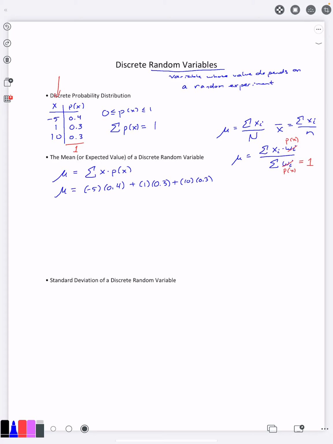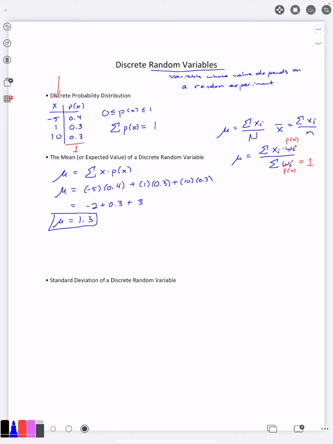Then we say negative 5 times 0.4 is going to be negative 2. 1 times 0.3 is 0.3. 10 times 0.3 is 3. So then we go ahead and add up. So 3 minus 2 is 1 plus that. We're going to get a mean of 1.3.